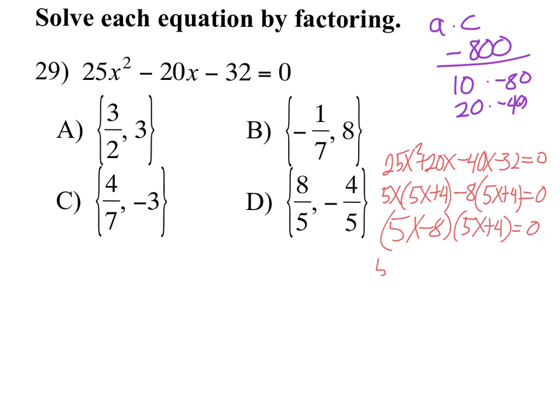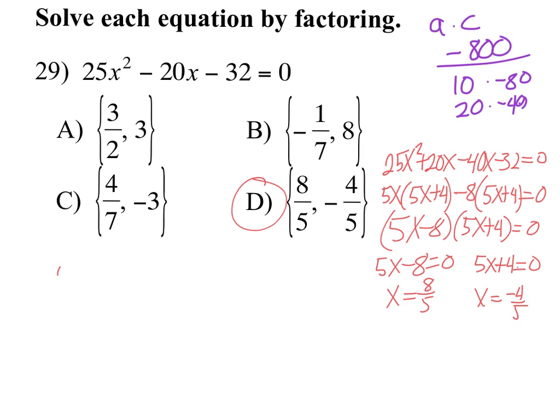In other words, 5x minus 8 is equal to 0, which means that x is equal to 8/5, and 5x plus 4 is equal to 0, which means that x is equal to negative 4/5, which happens to be answer choice D. As an alternative, if you can't figure out the answer for this, if you plug these numbers in and both of them give you the answers that you're looking for, that would be the right answer.